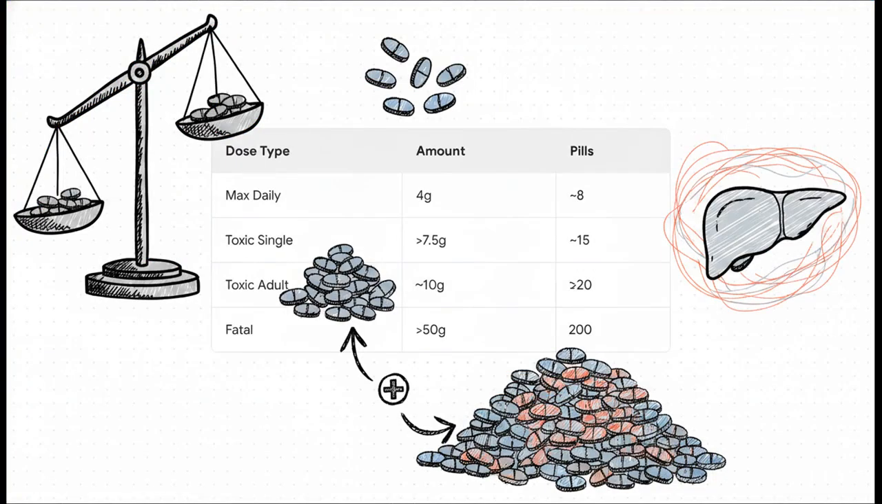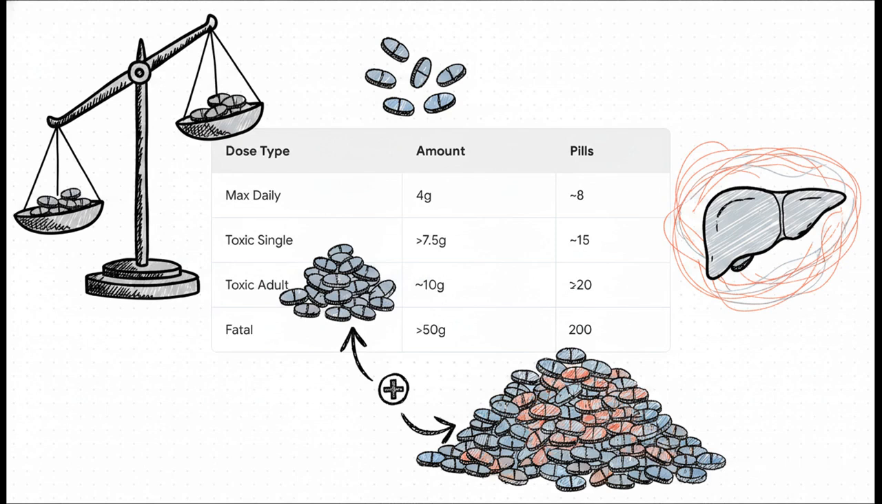Pay close attention to the table on your screen. Memorizing these exact dosing thresholds is absolutely vital because the margin of safety here is razor thin. An adult's maximum daily dose is 4 grams per day. That's roughly 8 standard 500 milligram pills. Exceeding that tips you right out of the therapeutic zone.